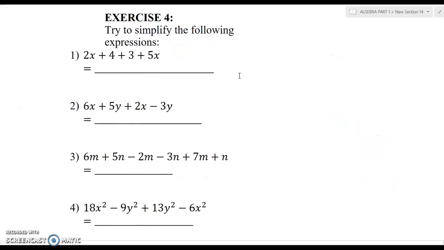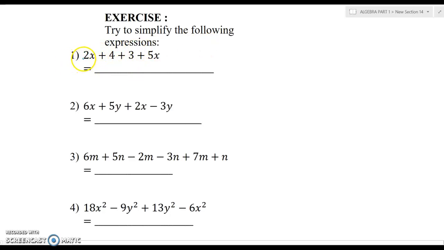And now we have a lovely exercise to look at. And in this exercise, we're going to simplify the algebraic expressions. So, you could do it in table form. I'll do it the 2 ways for each case for you, right? Number 1 is pretty easy.